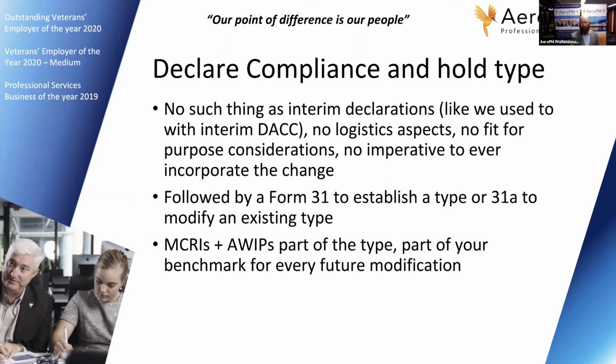All right, so fairly simple. Everything here we've talked about before. The declaration of compliance is the end of the certification process. From then on, it's up to the type holder to include it in their type, to include the MCREs and AWIPs and CCL, to modify the CCL that they had already established, if this is a modification, or to record all that data to say, this is my type that I will be managing and consciously evolving over the life of type of the aircraft.